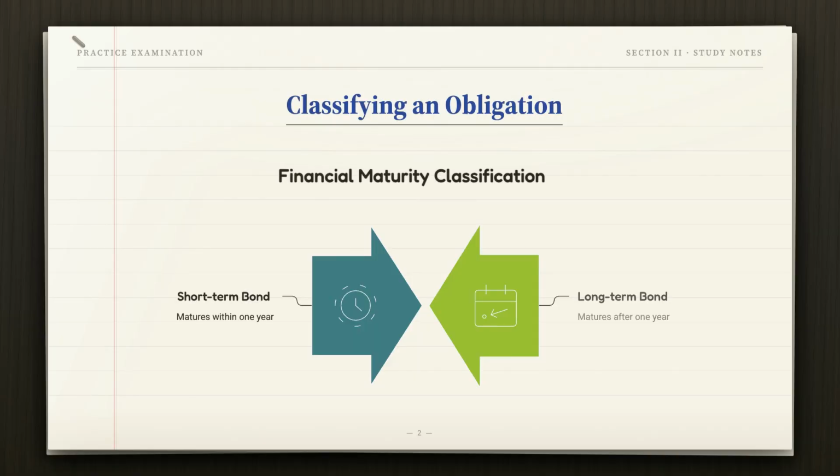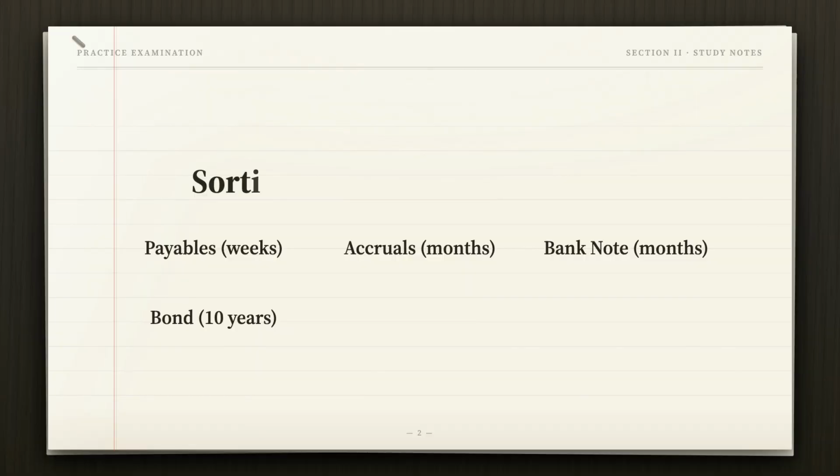The judgment that trips people up: an obligation is classified by when it's due, not by what it's called. A bond maturing this year is current. A bond maturing in 10 years is long-term. The maturity is the deciding fact, not the label.